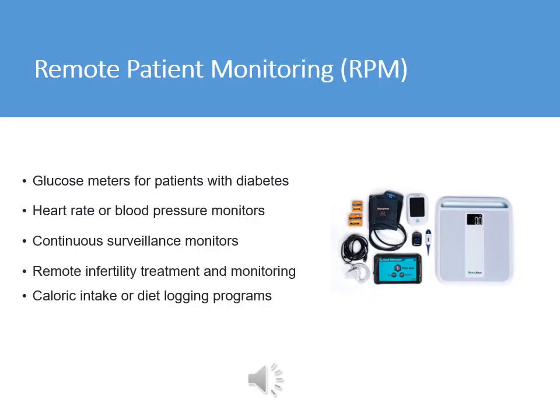Remote patient monitoring is a method of healthcare delivery that uses the latest advances in information technology to gather patient data outside of the traditional healthcare settings. Some examples include glucose meters for patients with diabetes, heart rate or blood pressure monitors, continuous surveillance monitors that can locate patients with conditions like dementia and alert healthcare professionals of an event like a fall, remote infertility treatment and monitoring, as well as caloric intake or diet logging programs.